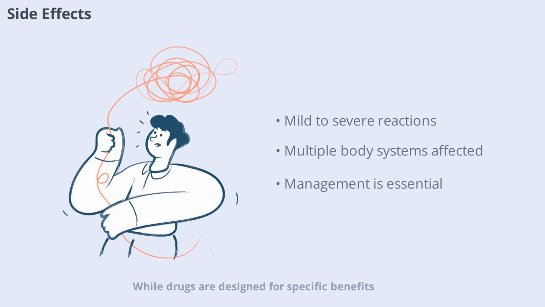While drugs are designed for specific benefits, they can also cause unintended side effects. These range from mild, such as drowsiness or nausea, to severe, like allergic reactions or organ damage. Side effects occur because drugs often interact with multiple body systems. Recognizing and managing side effects is a key part of safe medication use, helping patients and healthcare providers make informed decisions.